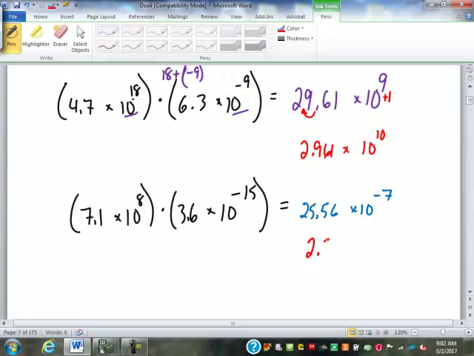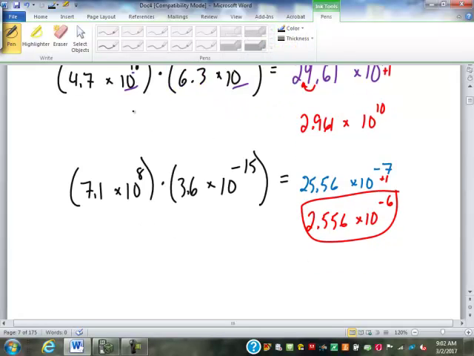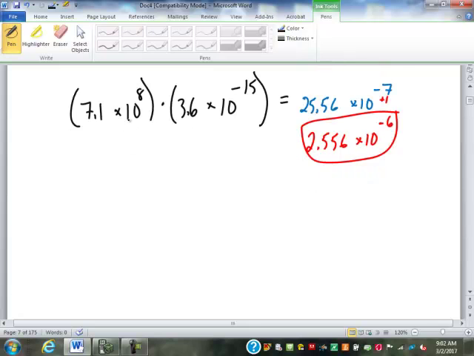Move the decimal point over. 2.556 times 10 to the negative 6. Number got smaller, so power gets bigger. Negative 7 plus 1 is negative 6. So we can divide the same way.